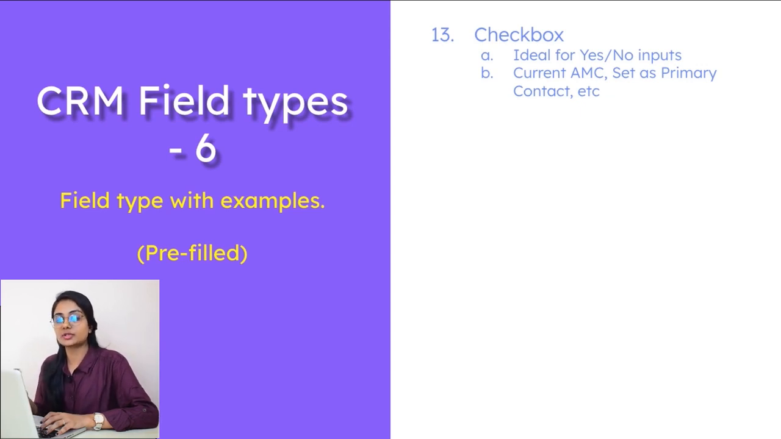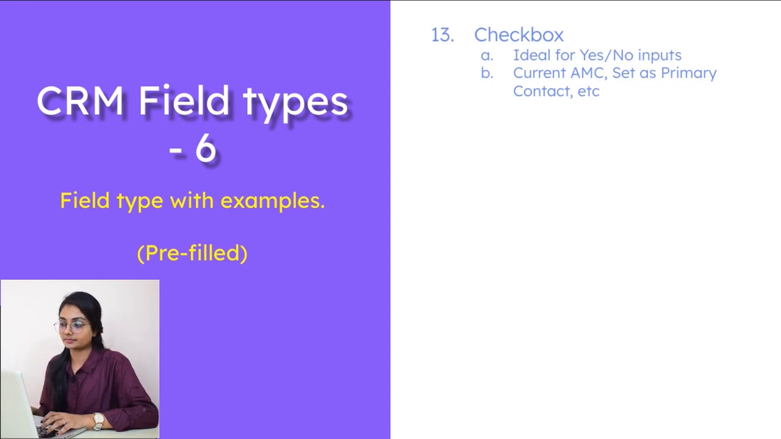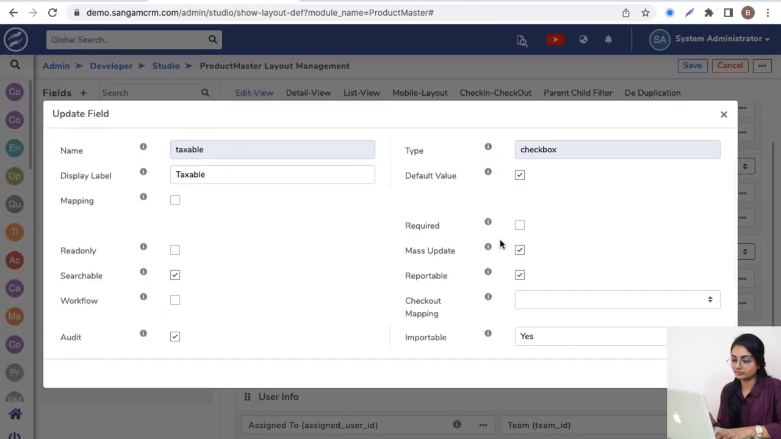Similarly, in AMC, we have installed in the system whether it is a current AMC against this company or not. Where there are only two inputs, yes and no, for any field, there you can use the checkbox instead of the drop down or select option. Example, let's see how it looks in the front end. Here I have a taxable field type available in the product master. If I go ahead and see the properties of this field, here you will be able to see its type is available as checkbox.